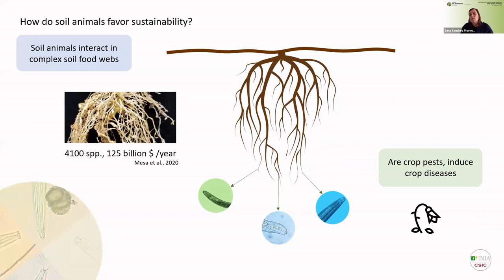But of course, not all soil animals are beneficial to crop yields or crop performance, and many of them are crop pests or they induce crop diseases. Actually, more than 4,000 nematode species are plant parasitic, and they cause losses of $125 billion a year.